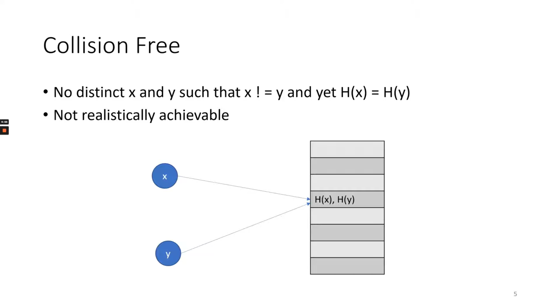Realistically speaking, it's not feasible to guarantee that collisions won't ever happen. So we would just like a situation where they are very, very unlikely, which is to say that we would like a situation where collisions are infeasible, if not impossible.